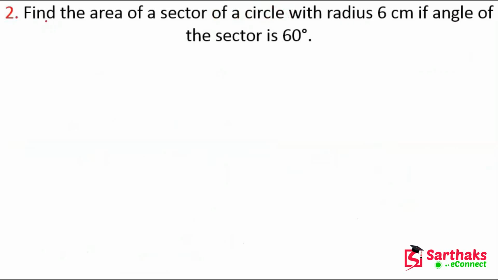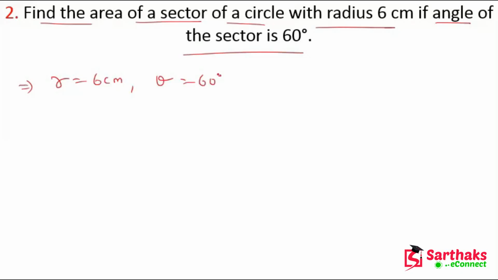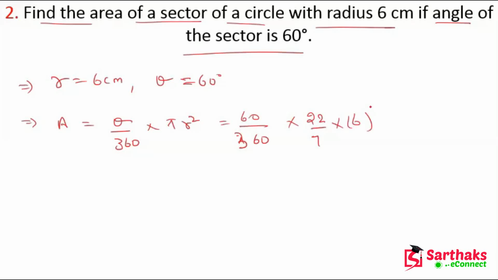Yes, find the area of sector of a circle with radius 6 cm if the angle of sector is 60 degree. So very easy. So my dear friends, we have radius 6 cm and theta is 60 degree. So now we know that area of sector is theta upon 360 into pi r square. So theta we have 60 divided by 360 into, now in this case we put the value of pi as 22 upon 7, and radius is 6 whole square.